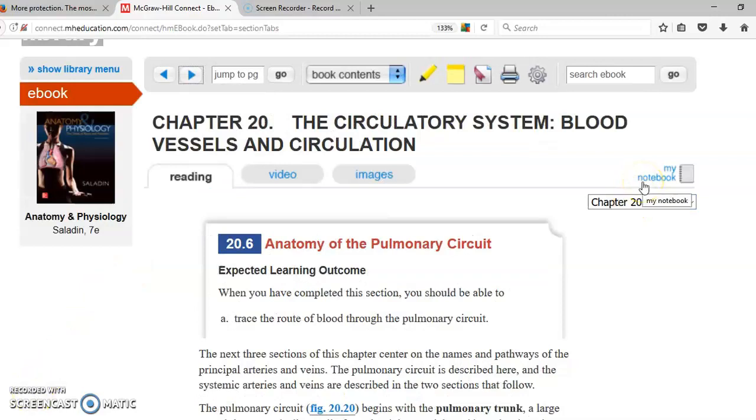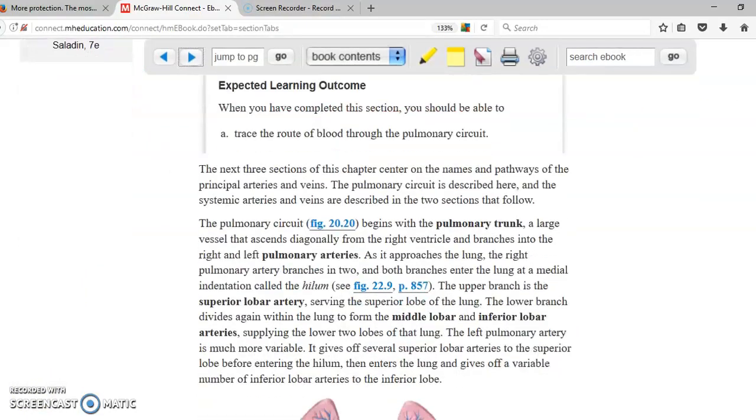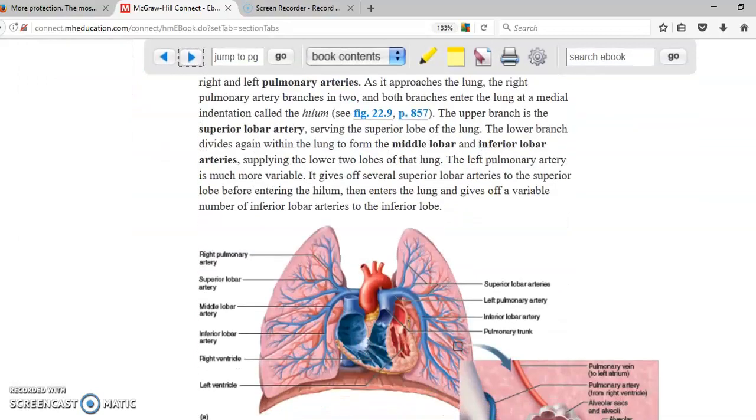Next topic, anatomy of the pulmonary circuit. I think I already spoke about it a lot when we were covering the heart, right? We were saying that we have a pulmonary trunk, 2 pulmonary arteries, and then you have 4 pulmonary veins, 2 from the right side, 2 from the left side. That's about it.